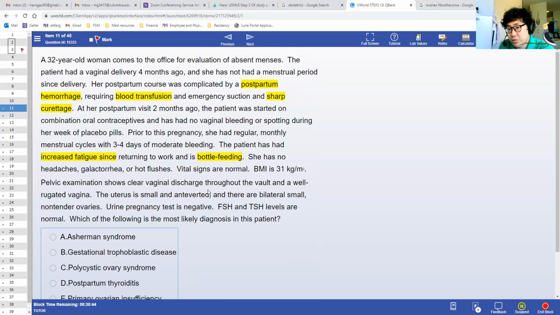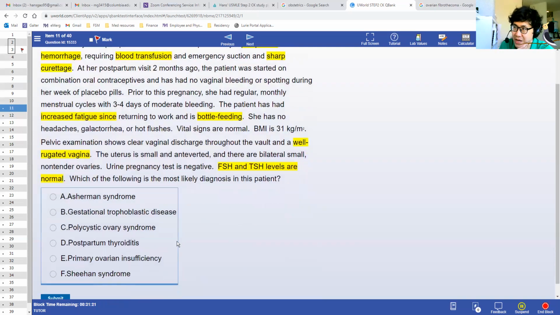Clear vaginal discharge, well-rugated vagina. Small anteverted uterus, bilateral small and non-tender ovaries, FSH and LH levels are actually normal. All right. So even though I was kind of leaning towards a pituitary issue before, a pituitary issue would cause a low FSH and LH. You see low estrogen as well, since the pituitary is not working. However, you have a well-rugated vagina, which means that estrogen levels are good. So that just kind of leaves out a structural cause.